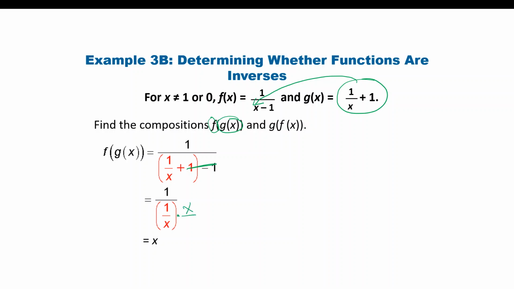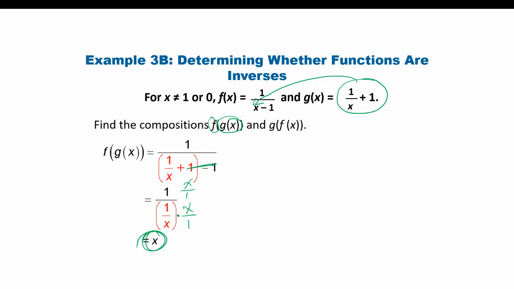We just multiply by the reciprocal on the top and multiply by the reciprocal on the bottom, and we just end up with x. Yay, that's the first step. And so we're glad about that, because that is the first step in finding out if it's an inverse, is if it equals x. So now let's see if g of f of x.